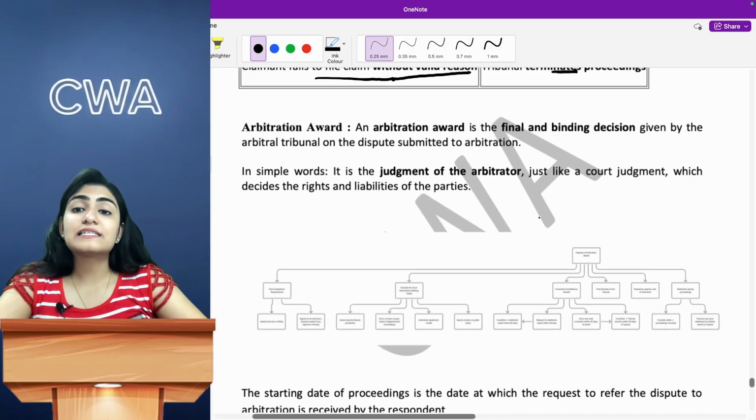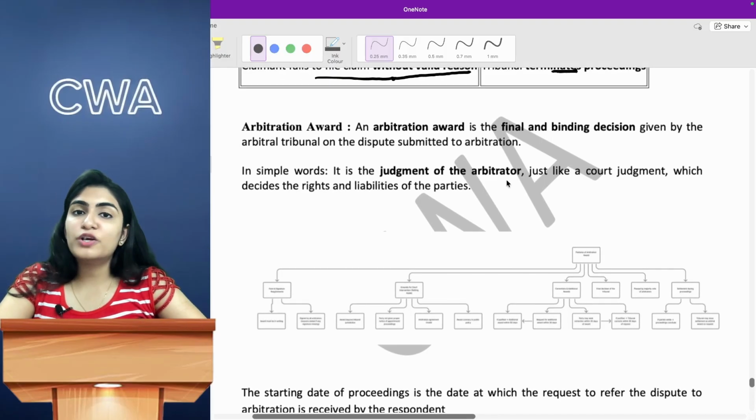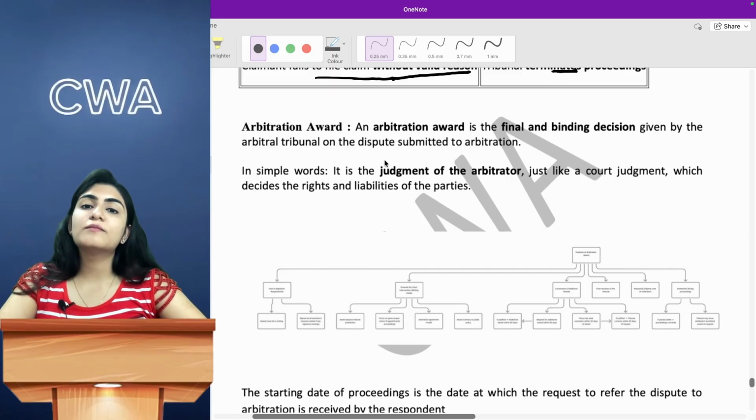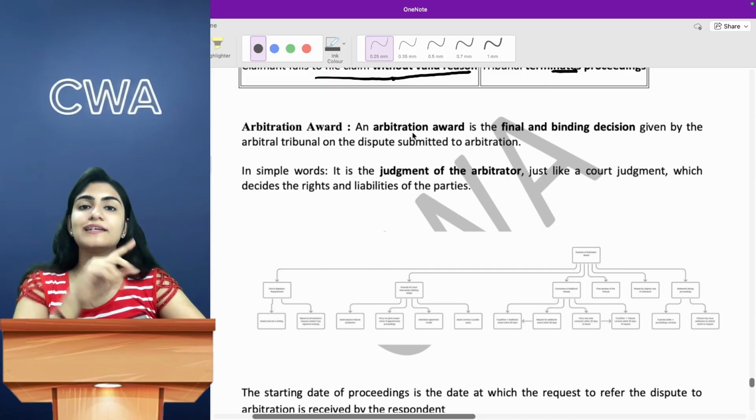Now let's discuss the arbitration award. What do you mean by arbitration award? Basically, it is the conclusion of the entire dispute.